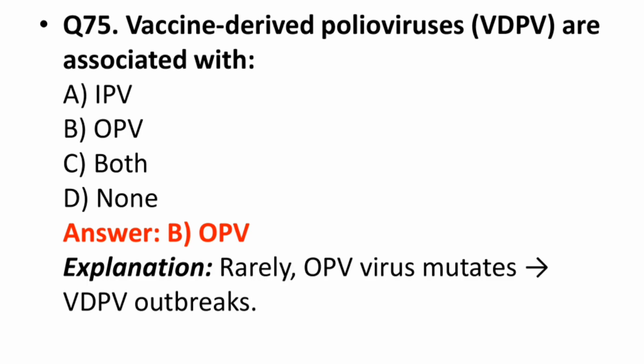Vaccine derived polioviruses are associated with: option A, inactivated polio vaccine; option B, OPV; option C, both; option D, none. The correct answer is option B, OPV. Rarely, OPV virus mutates, causing vaccine derived polio virus outbreaks. Vaccine derived polio viruses are associated with oral polio vaccine.